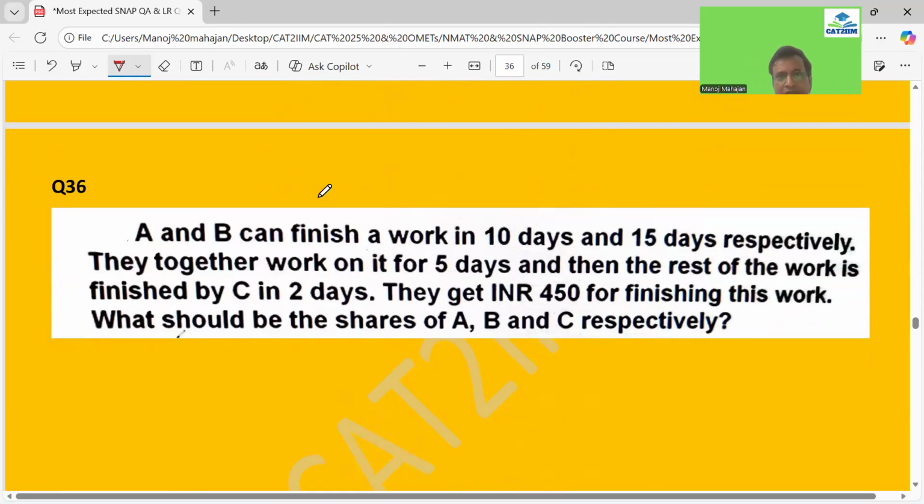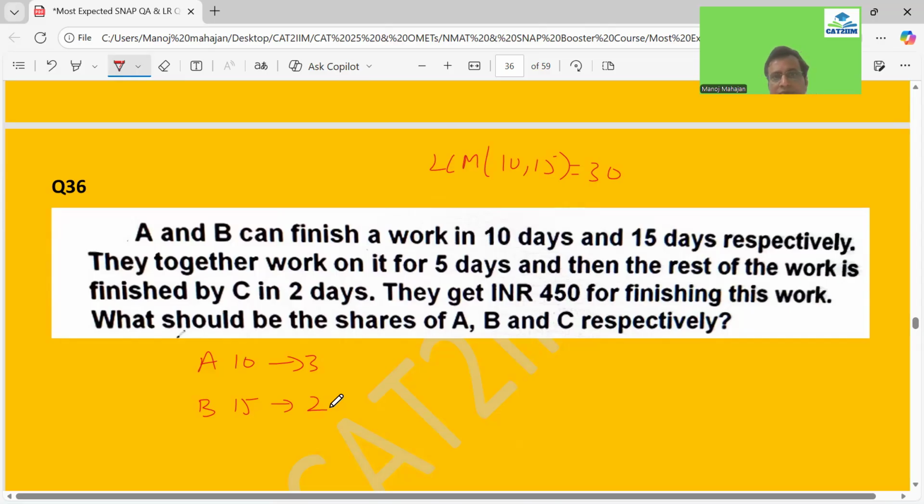Okay, so A can finish the work in 10 days. So 10, B in what, 15. So let's take the work to be LCM of this. This is the way I keep doing it in my classes also. So 30. What is the rate for A? We got 3. What is the rate for B? We got 2. So 3 units per day, 2 units per day, right?